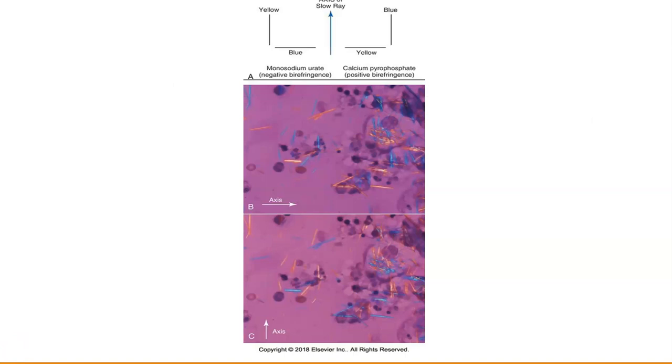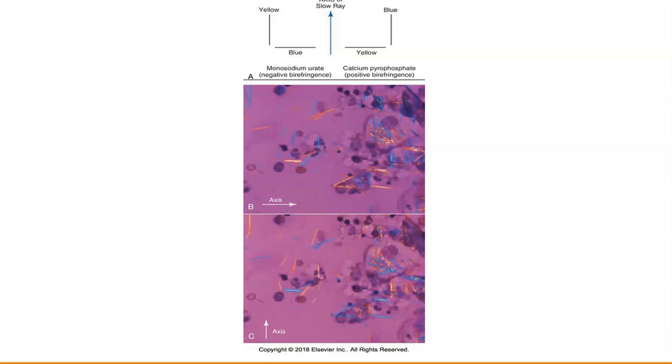This picture is found in your textbook. In A, this is a diagrammatic representation of monosodium urate and calcium pyrophosphate crystals when viewed using polarizing microscopy with a red compensator. The axis indicated is that of the compensator. So if the parallel is on the bottom, we would have blue and yellow light, but if it's horizontal, then it changes. We will have yellow and blue light. So it's really important to know what direction the axis is pointing.